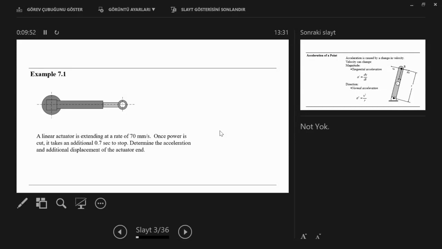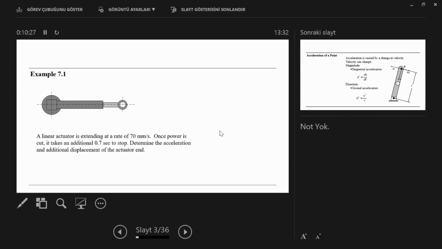100, huh? 100 mm? Yes, minus 100. Minus 100 millimeters per second squared. Why minus? Because it's stopping, not accelerating. The acceleration, right, so that's the reason. So this is the acceleration.